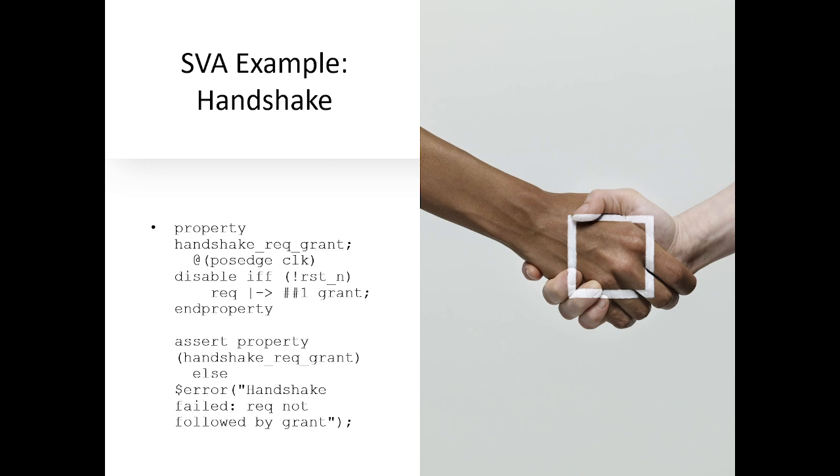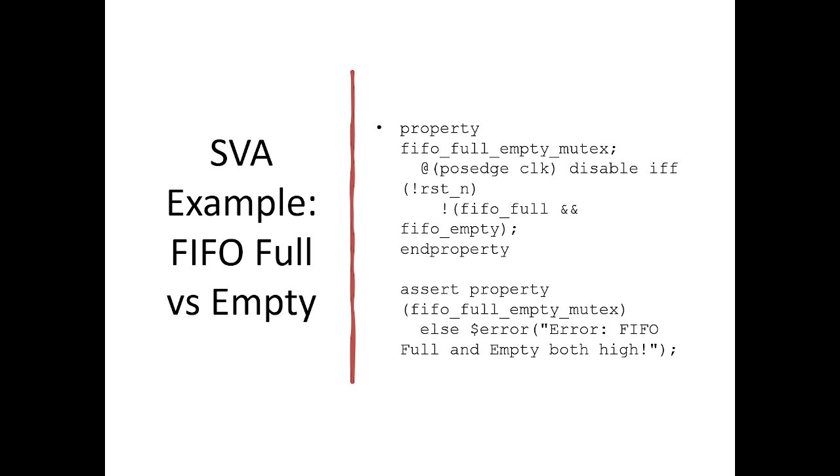Like we will have handshake grant as a property, and in that there is a disable signal for when reset is active. Otherwise the property is going to be checked, and there is an error message saying that the request is not followed by the grant. So we write the property and we call the property. That's how it will work.